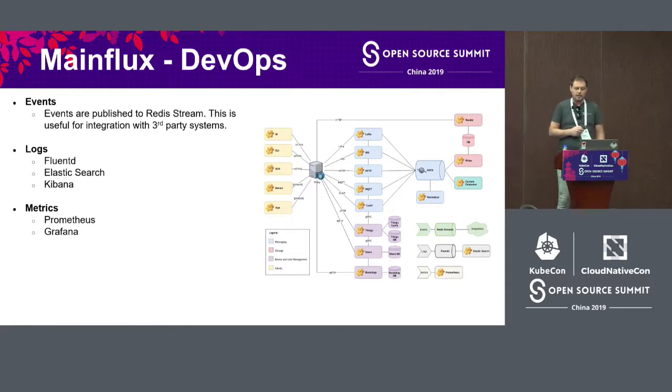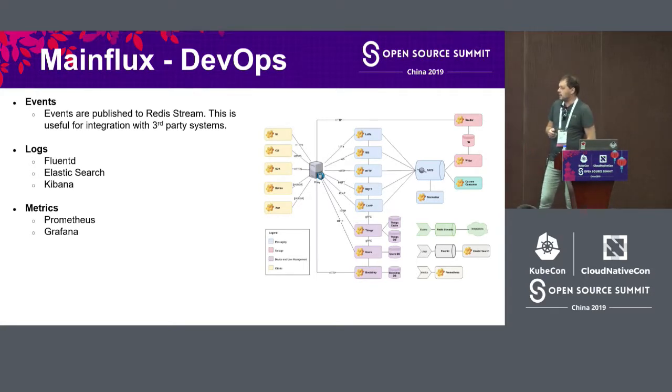And so Mainflux itself implements by design, through the domain-driven design I mentioned, and through those features that Go and Go Kit offer us, structured logging. It provides all the metrics, and we are capable today of pushing those metrics into Prometheus, for example, or pumping the logs through Fluentd into Elasticsearch and then visualizing them with Kibana.